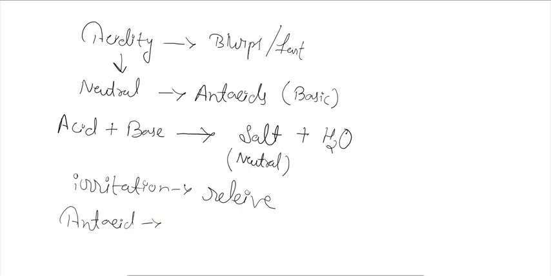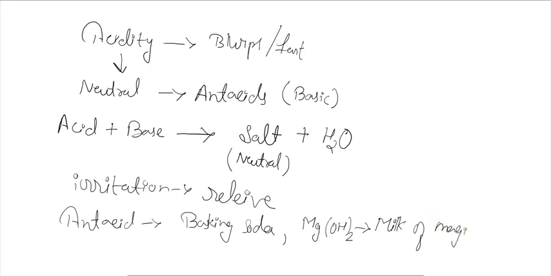Some are home remedies also. For a home remedy we can use baking soda; a very small amount of baking soda can be taken as an antacid. Or some medicines are available, such as Mg(OH)2, known as milk of magnesia. Milk of magnesia is nothing other than Mg(OH)2, so we can use this also as an antacid.